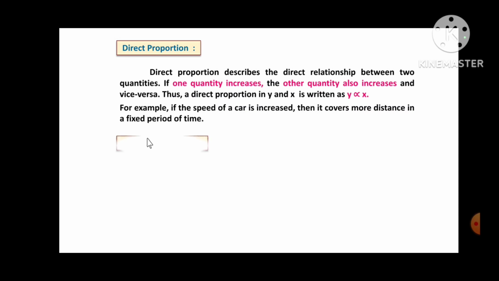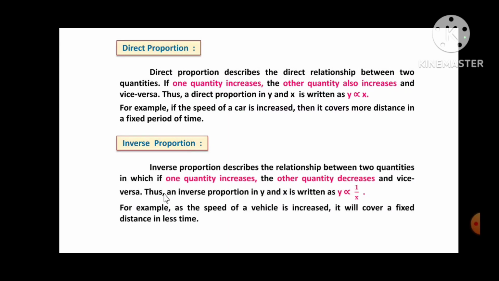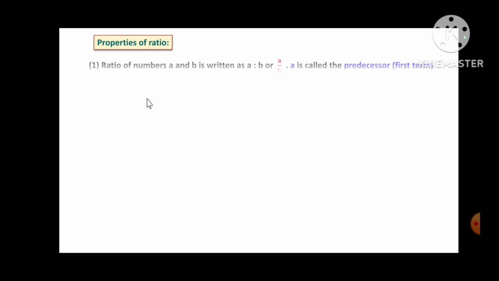time. Now, inverse proportion. Inverse proportion describes the relationship between two quantities in which, when one quantity increases, the other quantity decreases, and vice versa. Thus, the inverse proportion in y and x is written as y is inversely proportional to x. For example, as the speed of the vehicle is increased, it will cover a fixed distance in less time. So friends, I think you came to know the direct and inverse proportion. Now, what are the properties of ratios?